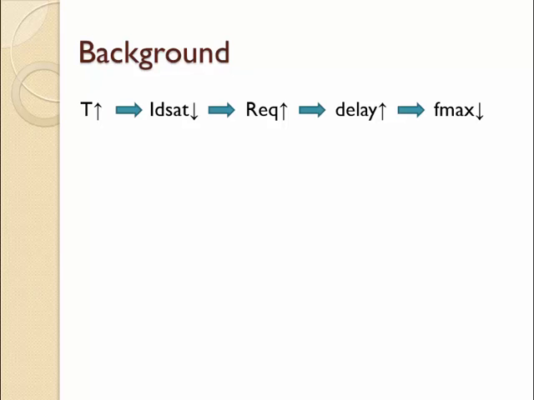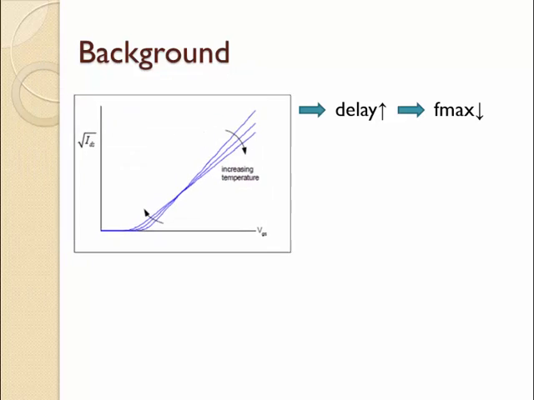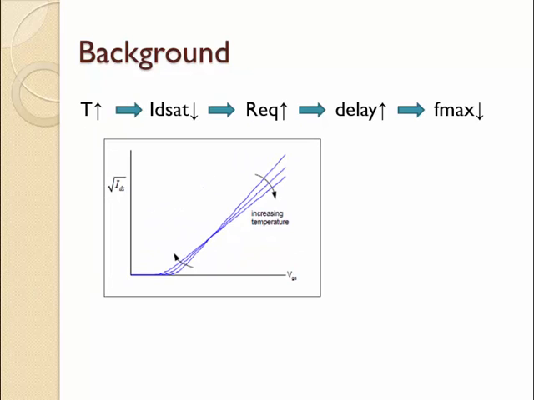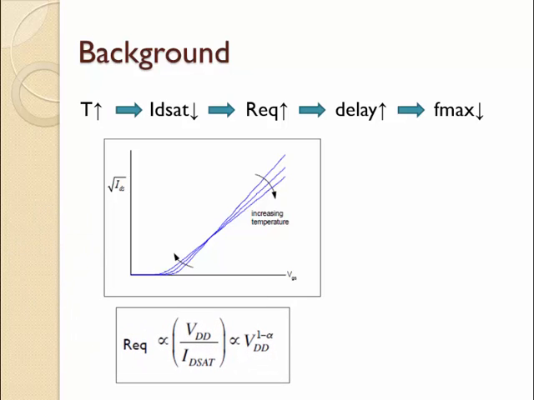As we know, increasing temperature reduces mobility and therefore I_Tsat decreases, as shown in the graph. If I_Tsat decreases, equivalent resistance increases. If resistance increases, delay increases, and the maximum frequency decreases, as the following equation reflects.